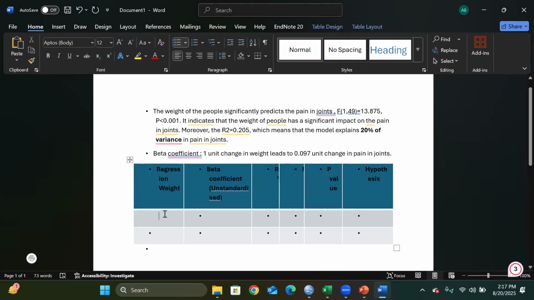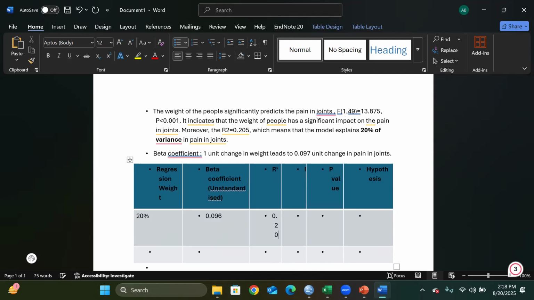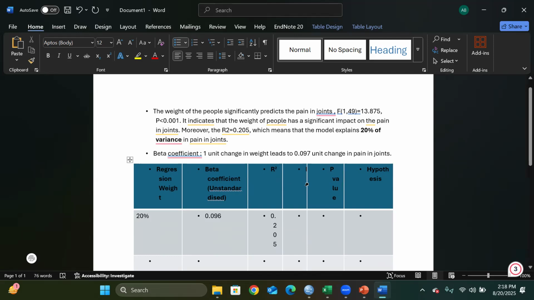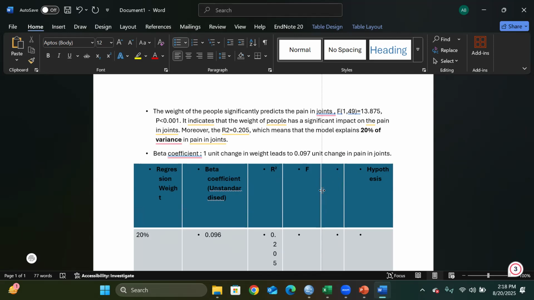Here we will write about the regression weight. How much was it? It was 20% variance. And what was the unstandardized coefficient value? 0.097. What is the R square value? That is 0.205. What is the p value? 0.001. And what is the hypothesis? That weight gain is leading to an increase in pain in joints. One left is the F value, that is 13.875. So this is how you will be writing your result.